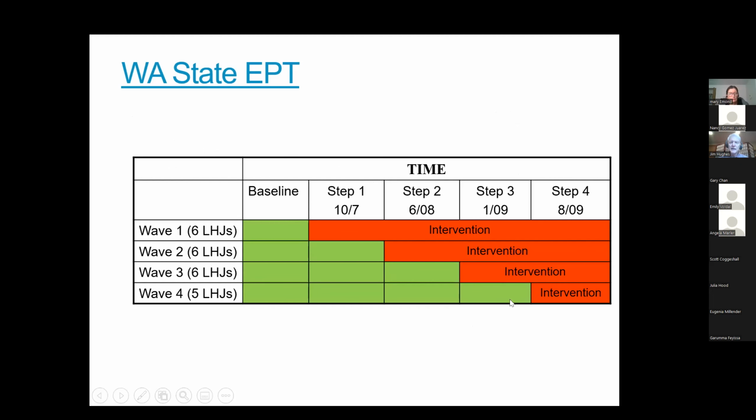And this is basically how it was rolled out. In the end, we only ended up having 5 instead of the originally planned 6 jurisdictions in wave 4.